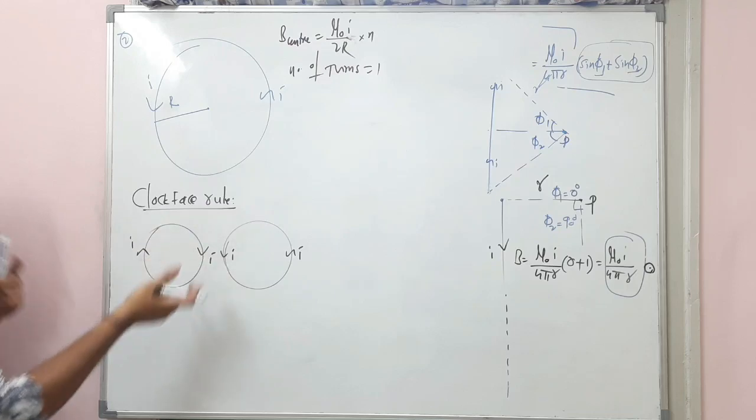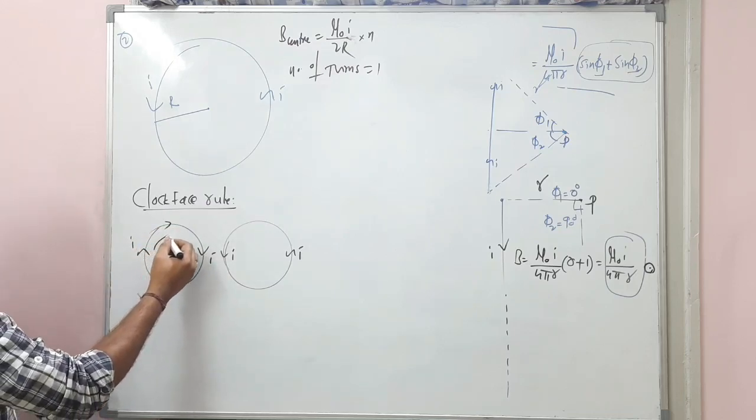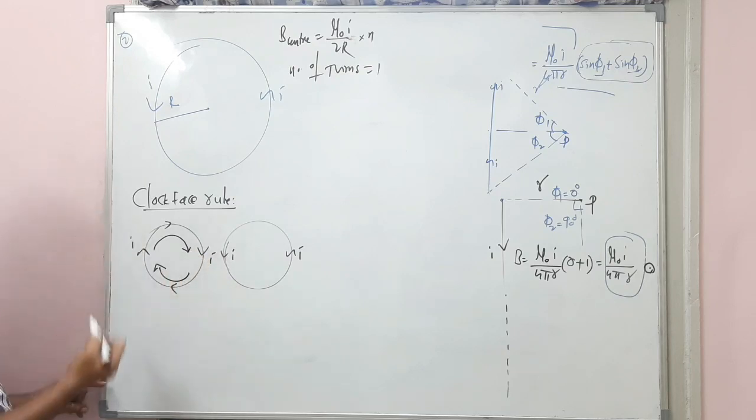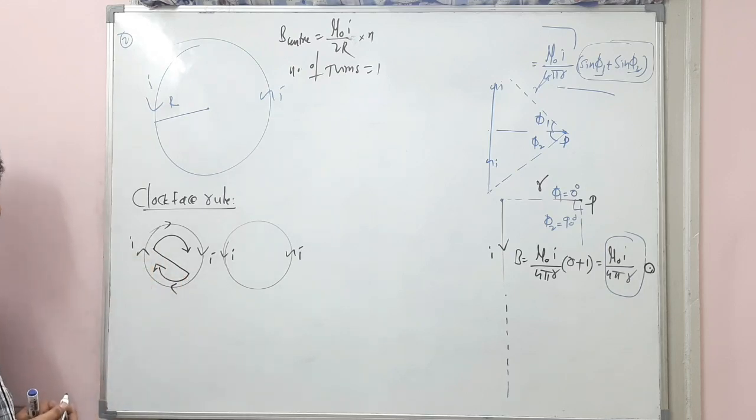Right? So clockwise current, let's focus. In the direction of current, I'm just drawing some line here. See, one line here, in the direction of current. So if I'm joining these two points, see, there is a south pole. South pole is formed. This is the short trick, right?